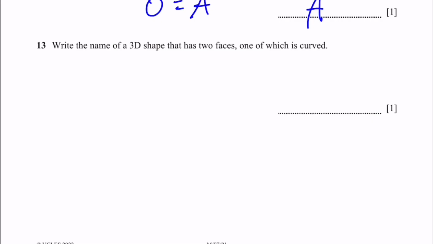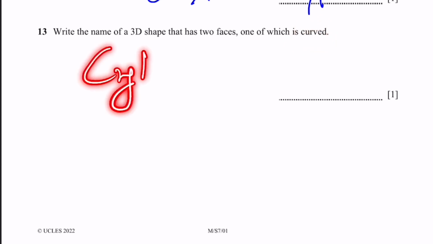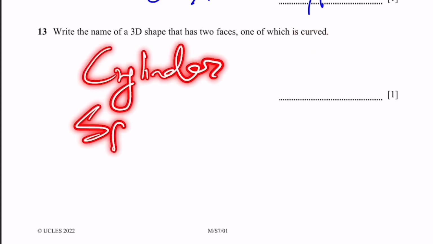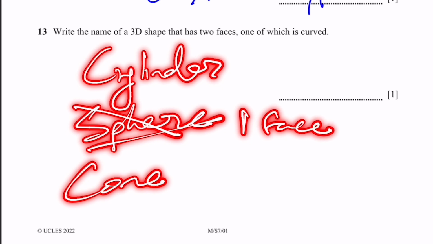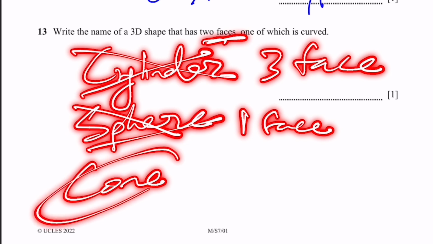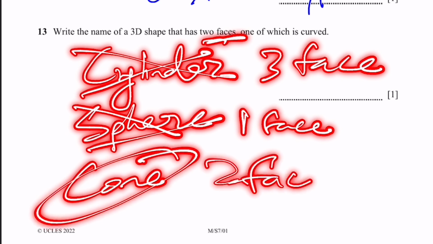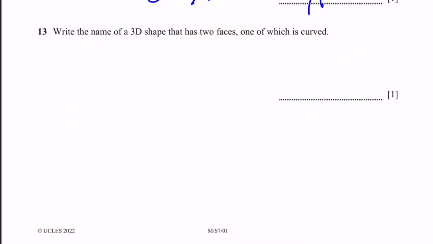Question 13, write the name of a 3D shape that has two faces, one of which is curved. If you're thinking about curved faces, you're probably thinking about a cylinder, a sphere, or a cone. We can take out sphere because it has only one face, and we can take out cylinder because it has three faces, and we need two. But cone has two faces, and if I draw a sample cone, this is a curved face, this is a straight face. So, the answer is cone.